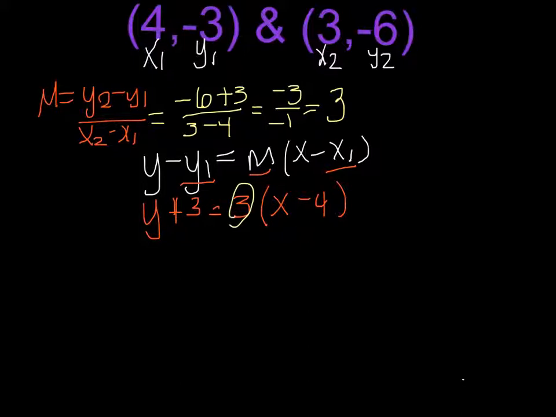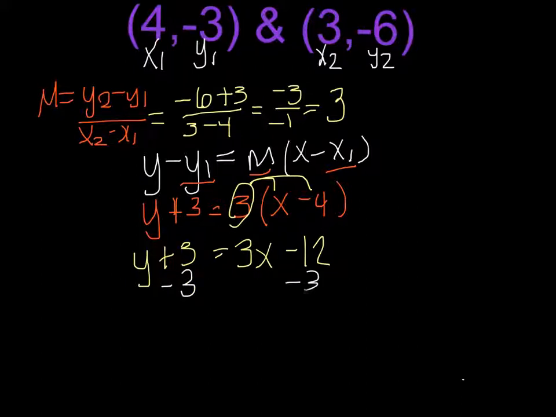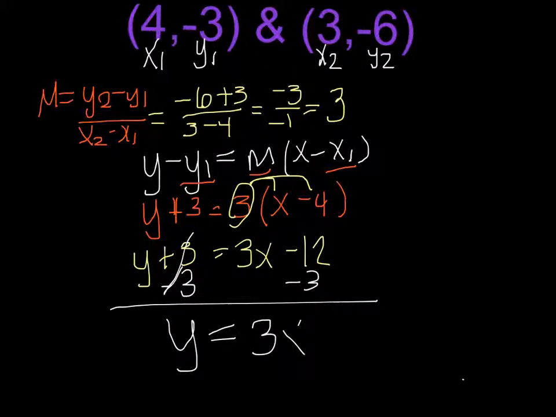Now we take the 3 and we distribute. Y plus 3 is equal to 3x minus 12. We can subtract 3 from both sides. So we'll have our equation. Y is equal to 3x minus 15.